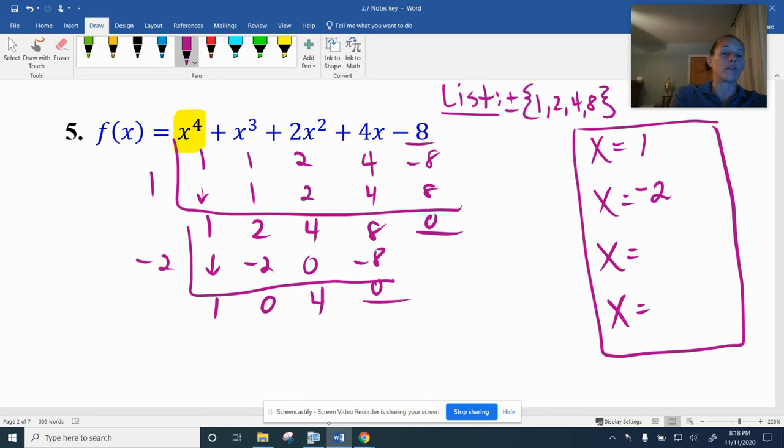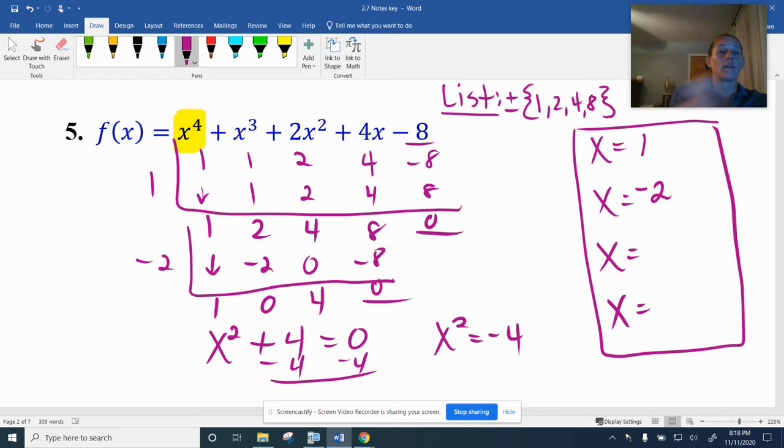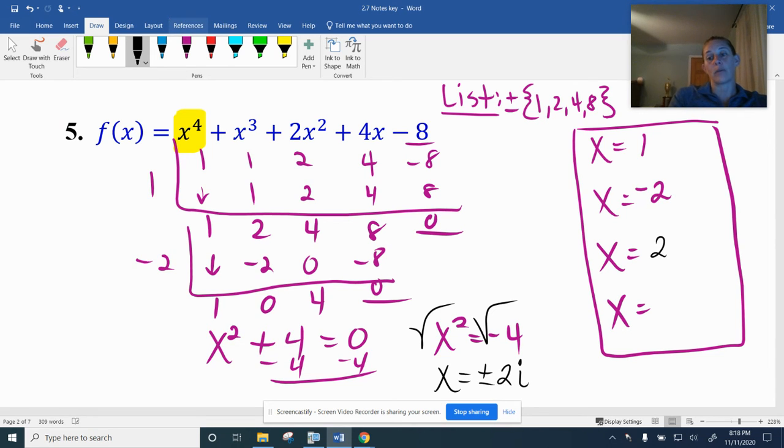That is also confirmed. This leaves me with the equation x squared plus 0x plus 4. And when I go to solve that, I get x squared equals -4, which when I do my square roots, I get positive and negative 2i. So positive 2i and negative 2i would be my remaining two solutions or zeros.